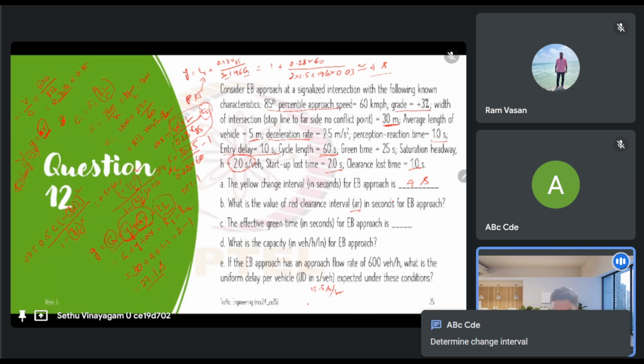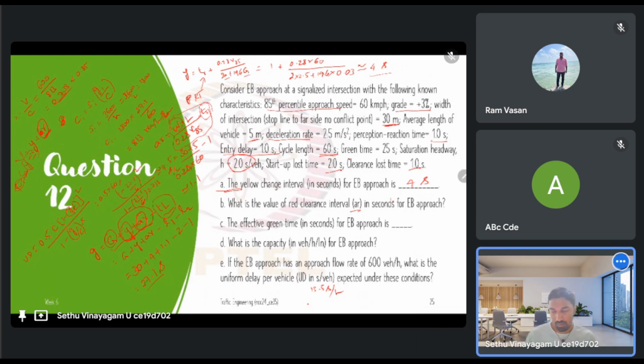Okay, determine the change interval. Yeah, first part, right? Yellow change. So that is calculated as TR plus 0.28 B85 by 2A plus 19.6 G, right? So we consider the reaction time, TR. We can take into account the design speed, the deceleration rate, and also the gradient. So what's your doubt exactly here?